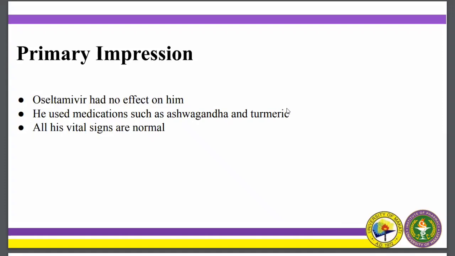Next is the primary impression. Number 1, oseltamivir had no effect on him. For us, we have the delayed visit to the doctor, because for us, it affects the efficacy of the drug. That is why nothing happened to his condition after he took it. And then next, he used medications such as ashwagandha and turmeric. And lastly, all his vital signs are normal. So, he used medication that is not appropriate for his illness.